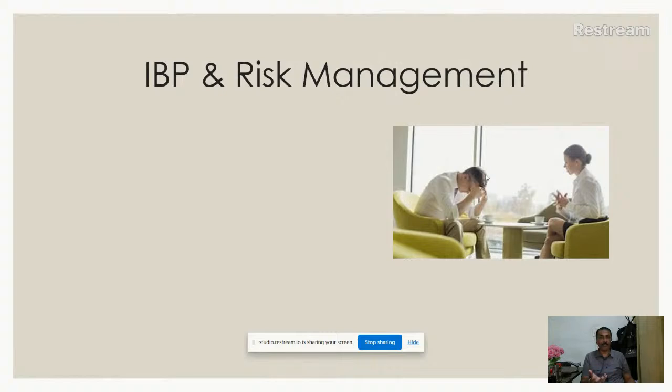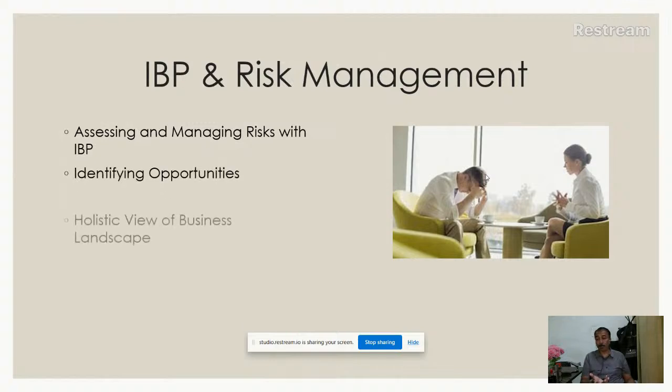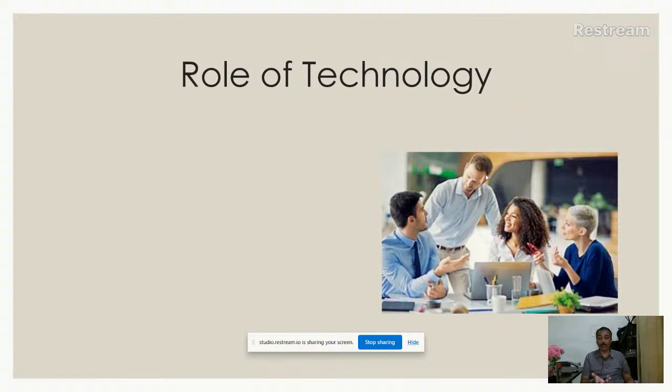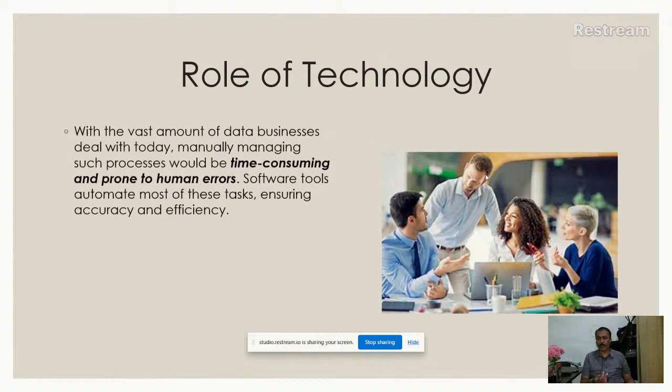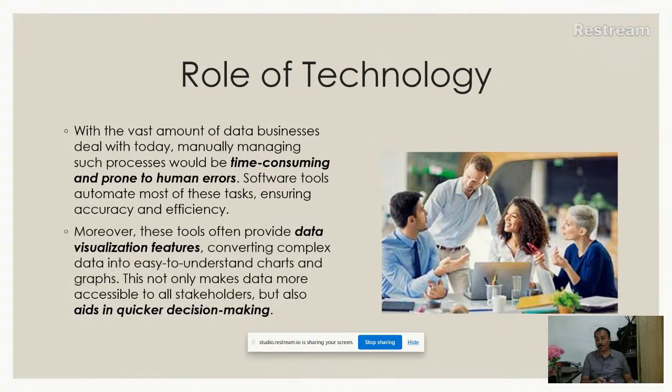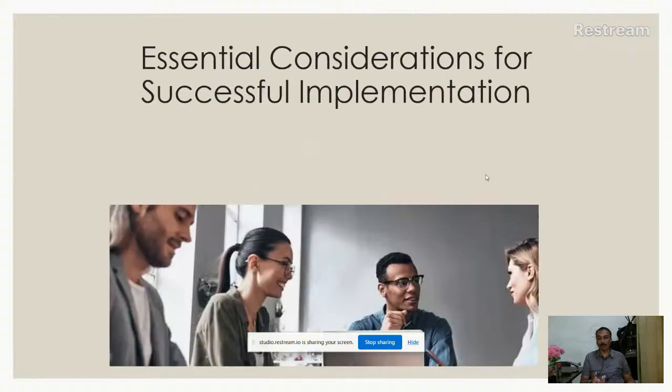Also, when you know things in advance, IBP helps you in managing risk, because you can identify both opportunity as well as the threat faced by the organization. Coming to the role of technology, with the vast amount of data businesses deal with today, manually managing such processes will be both time consuming as well as prone to human error. So you need some software tools that automate most of this task, ensuring accuracy and efficiency. Moreover, the software tools often provide data visualization features, converting complex data into easy to understand charts and graphs. So it aids in quick decision making.